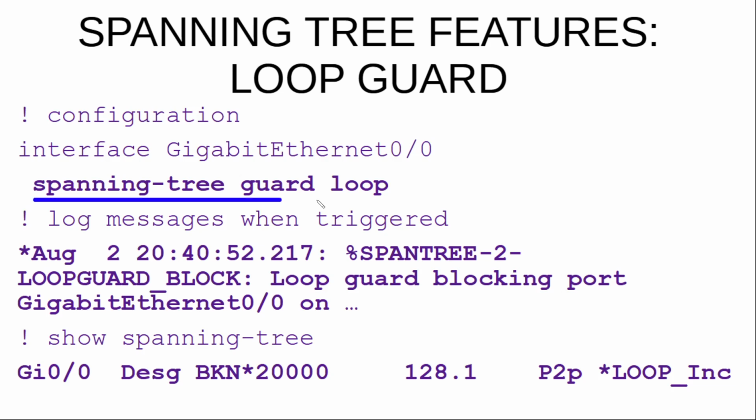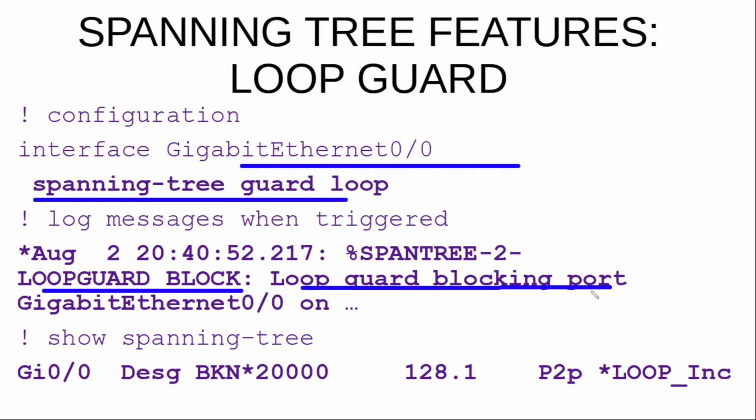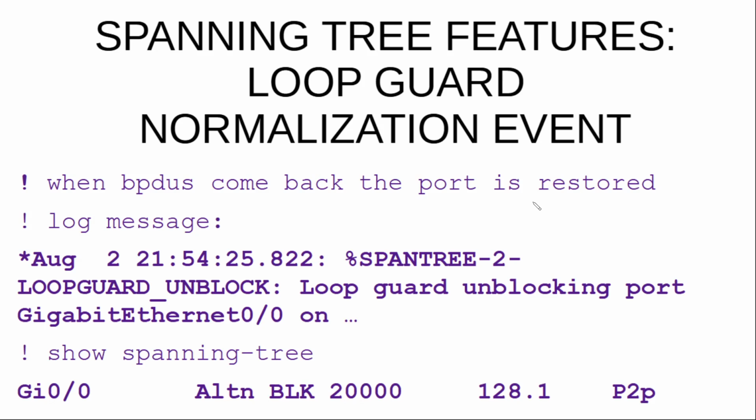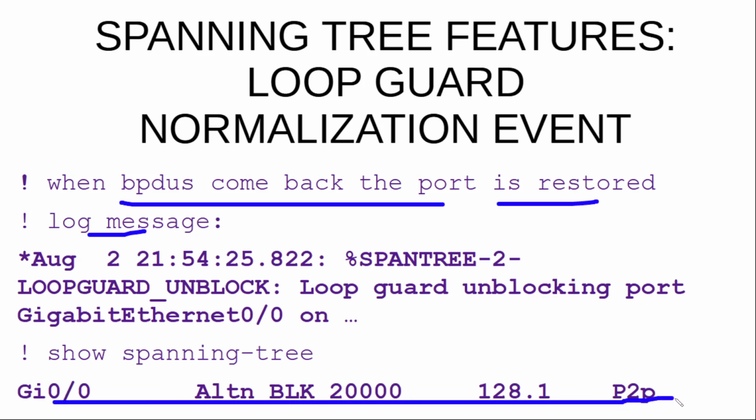So if you configure that on some interface and you stop receiving BPDUs, you will see this message: loop guard blocking port. And then if you issue show spanning tree, you will see that it is in discarding state, and the link is classified as point-to-point loop inconsistent mode. Now, if BPDUs come back, the port is restored. You will see this message: loop guard unblocking port.